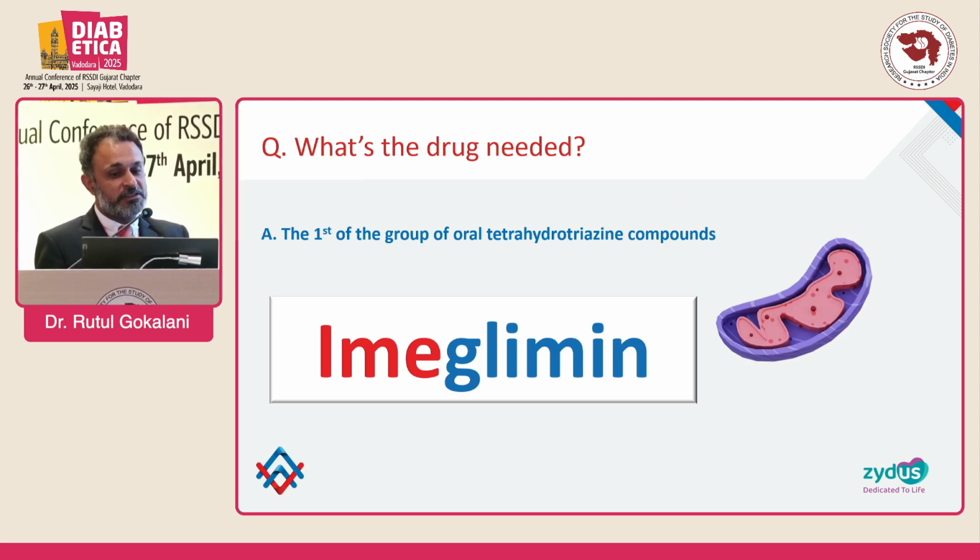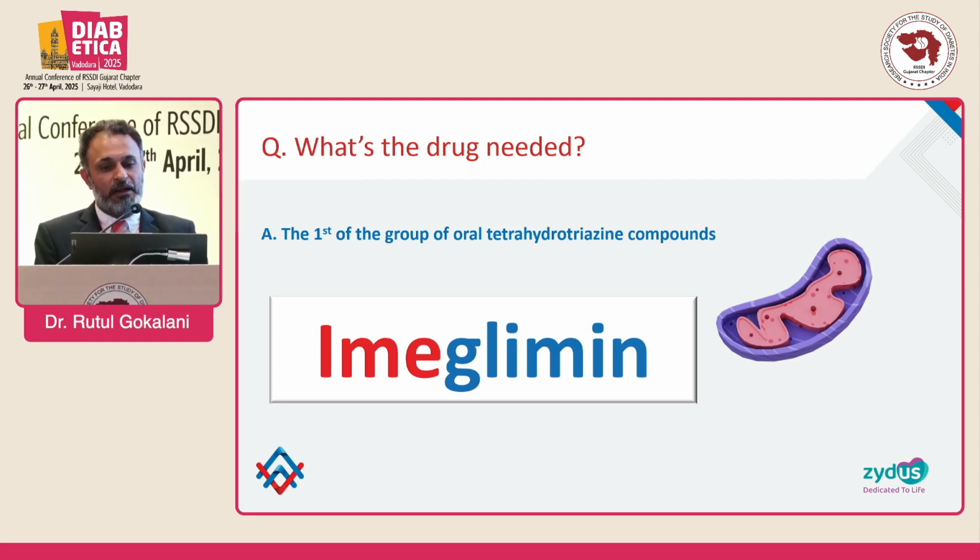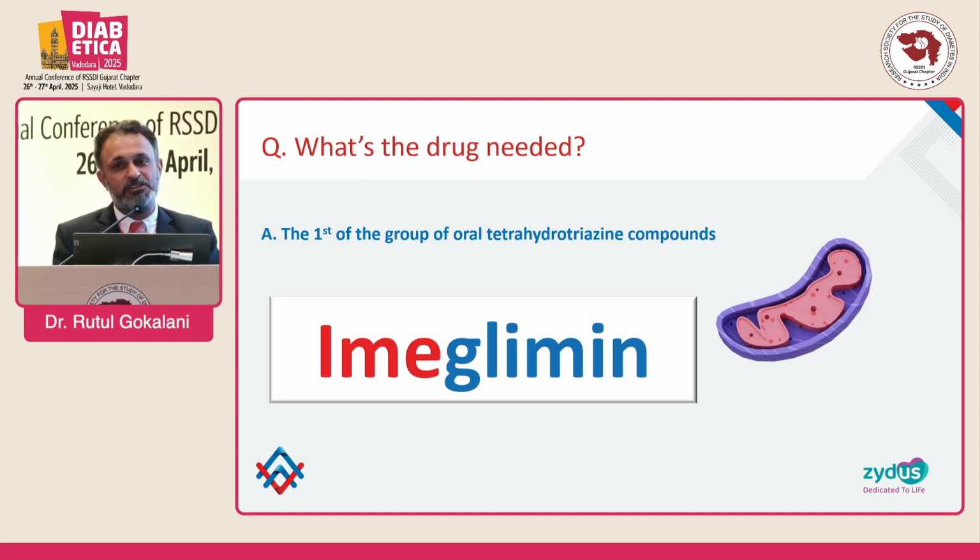So what is this drug? This is IMEGLIMIN. It is the first group of oral tetrahydrotriazine compound. So we are very much hopeful. This is only the first molecule and there are many molecules in this tetrahydrotriazine group.